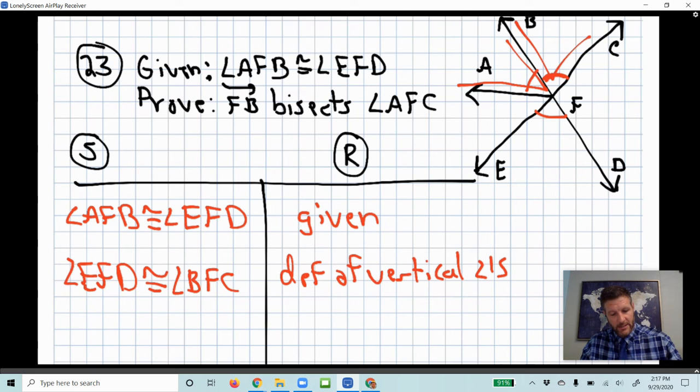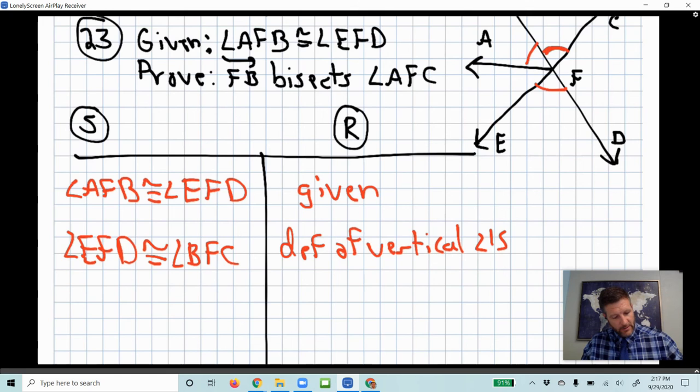So let me just go ahead and state that, and we'll be one step away from victory. So in other words, angle BFC is congruent to AFB. Okay, and again, so how do I know that? Well, let's see, I can do substitution.